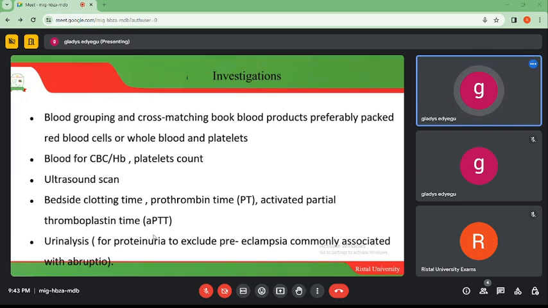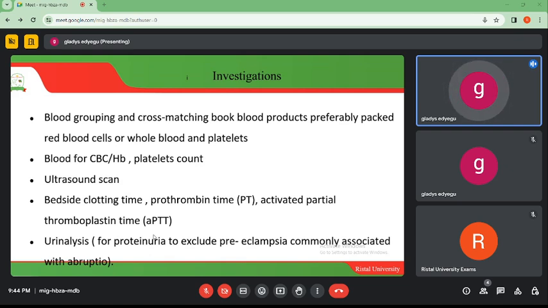And we should do bedside clotting time, prothrombin time, and activated partial thromboplastin time, so that we can rule out complications or defects in the clotting factors, so that we can be able to decide what kind of blood products can be used in the transfusion or in the management of this mother. Because when the thrombin is very low, the platelets are very low, then this mother can easily bleed. So this can help us also in the management. What kind of delivery method can we use so that we can reduce our complications?